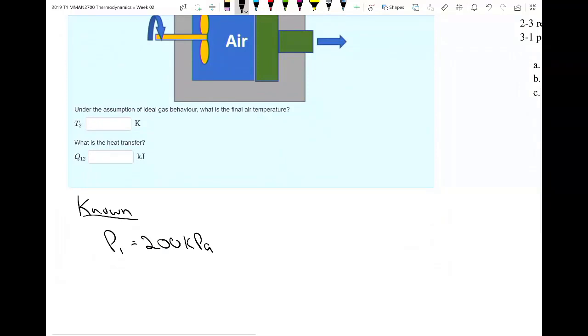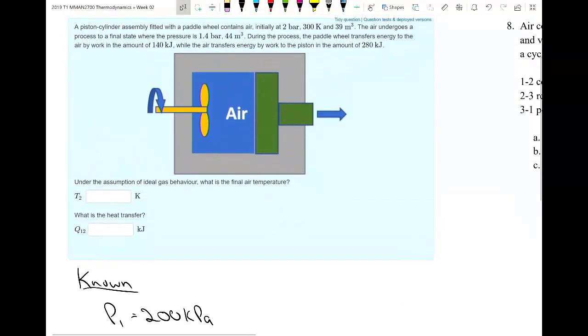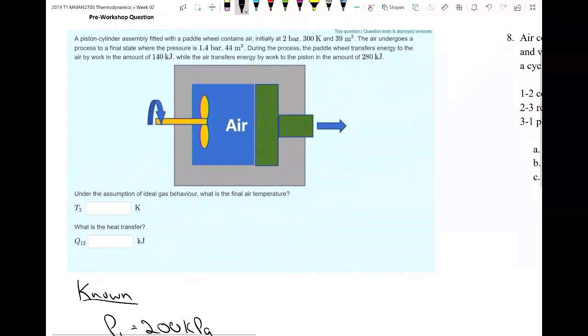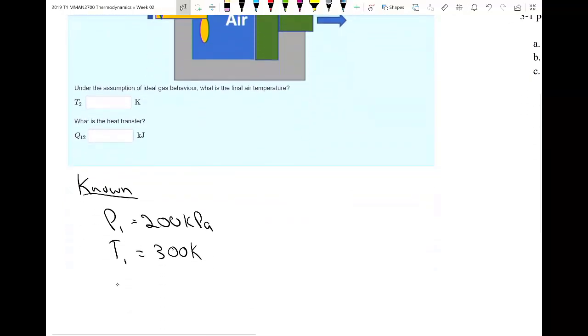And I'm converting back to kPa straight away, so if it's given to me in megapascals or bar or psi or whatever, I want to work in kPa, so I'll convert that to kPa. Temperature 1 is given as 300 K. If the temperature is not given in Kelvin, and it's an ideal gas problem, I'll convert it back to Kelvin at this point as well. As we'll see with steam next week, we work in degrees C for that, but for ideal gases, we work in Kelvin. And we're given the volume. Volume 1 equals 39 meters cubed.